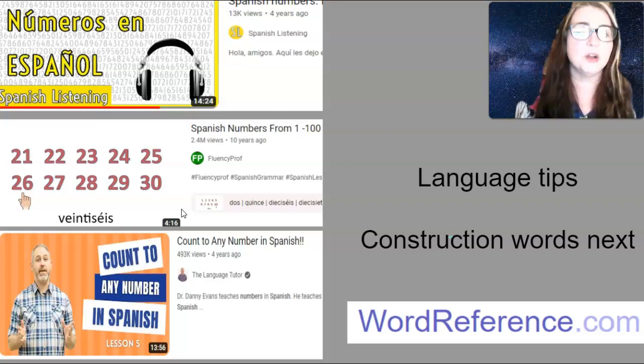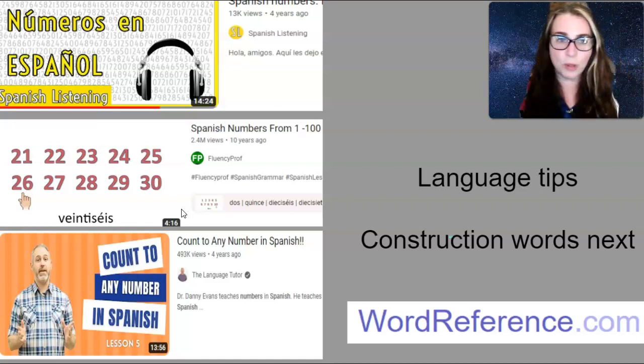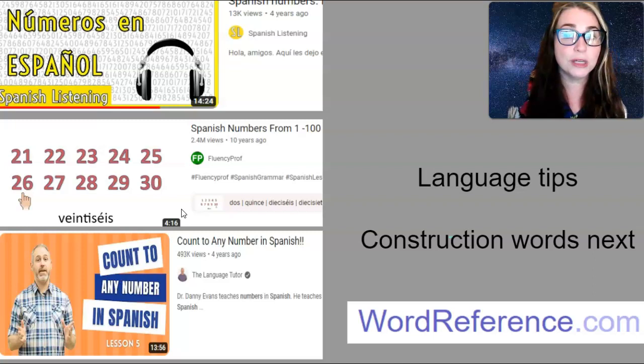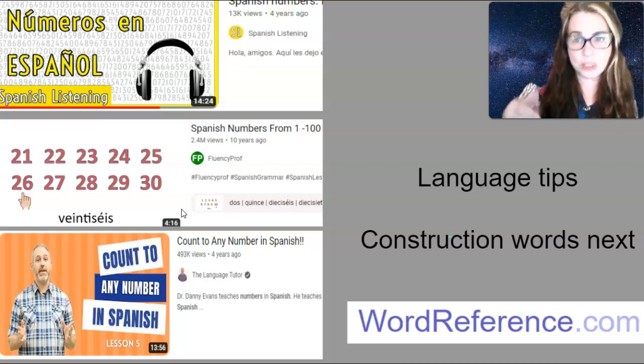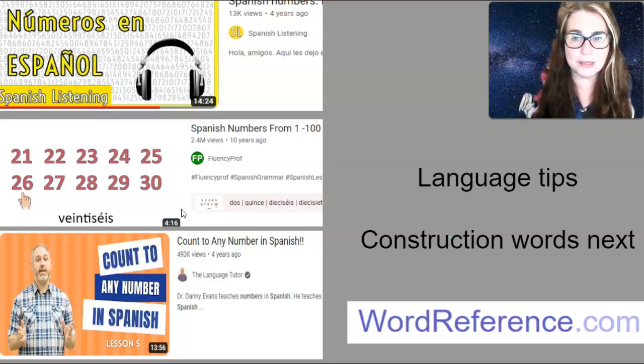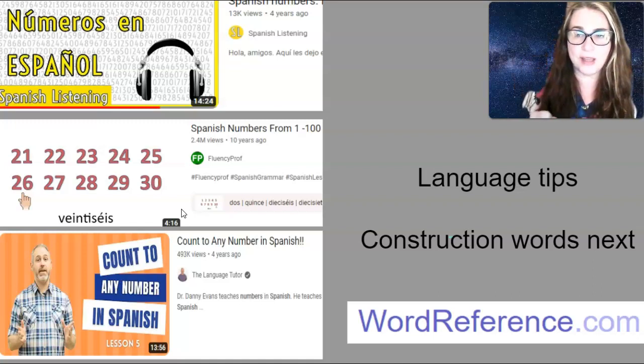The second site here, which is Fluency Prof, I use them also, native speaker. And what I do is for teaching them numbers, and this is what I want you to do when you go to this site. I want you to say the number that's coming up. For example, when they see the word 26, I want them to say 27 as fast as they can.